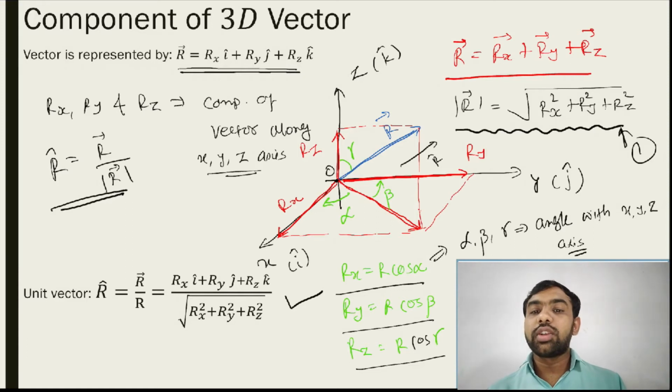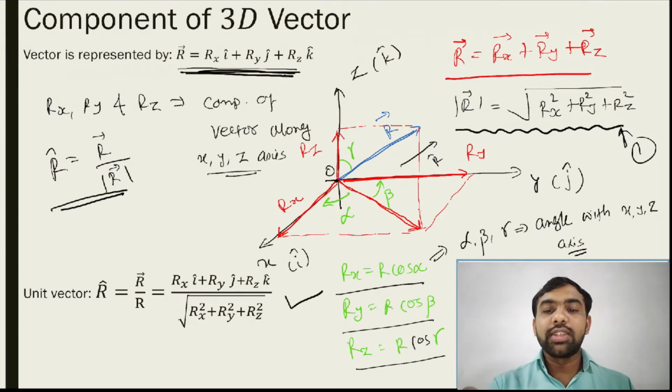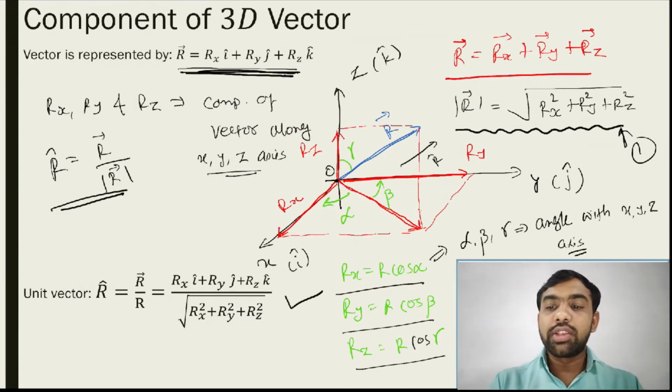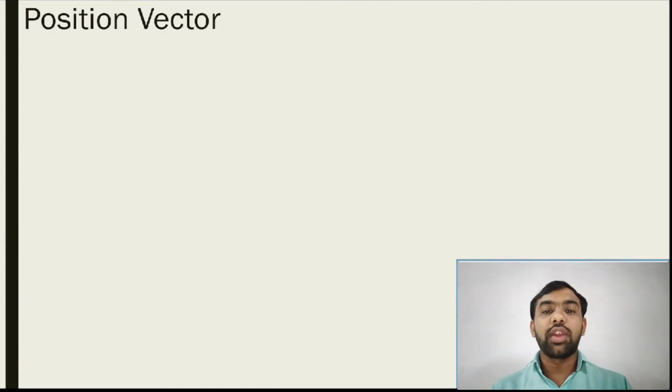Okay, so that one is the basic theory of a 3-dimensional vector. Any vector in 2 dimensions is a 2-dimensional vector. Any vector in 3 dimensions is a 3-dimensional vector. It is represented like this: rxi plus ryj plus rzk. And this r is known as a position vector. Let's understand this one, the position vector.